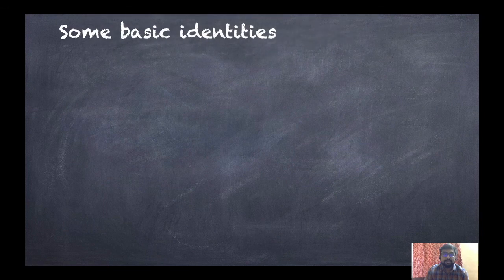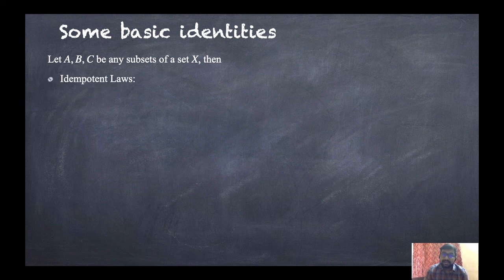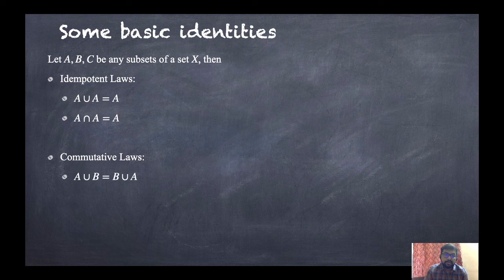Now let us discuss some basic identities. Let capital A, B and C be any subsets of the set capital X. The first is the idempotent laws. A union itself equals A itself, and in the same way A intersection itself is A itself. Second one, commutative laws. A union B equals B union A. That means you can change the order of the sets and the result will be the same. In the same way for intersection, A intersection B is B intersection A.